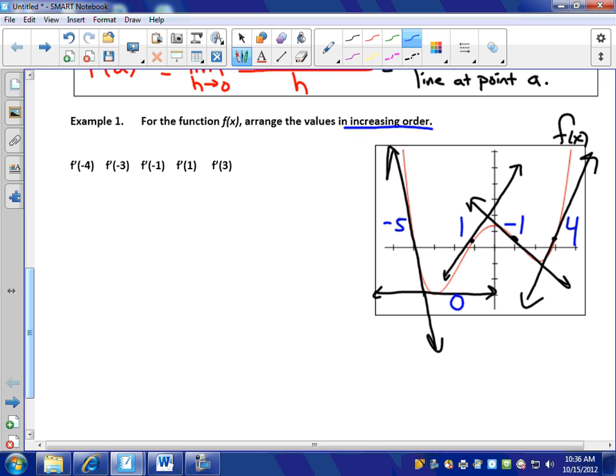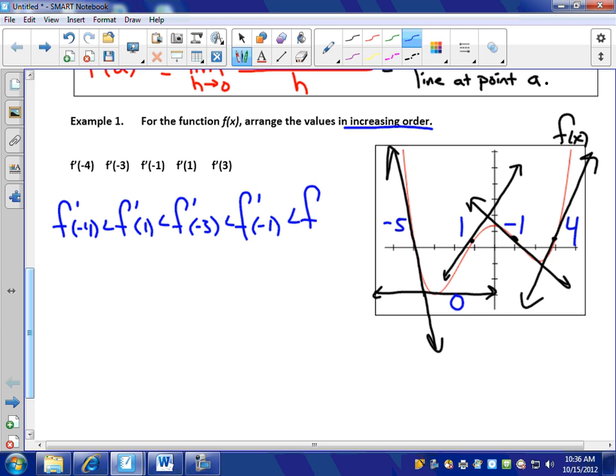So, what would be the lowest one? F prime of negative 4 is less than f prime of 1 is less than f prime of negative 3 is less than f prime of negative 1 is less than f prime of 3. So there we have it.